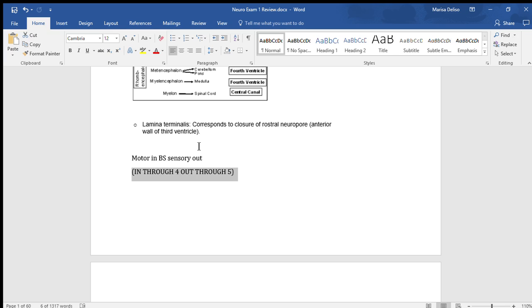Well, in my postcentral gyrus, layer 4 is going to be very important. In my occipital lobe, layer 4 is going to be very important. So keep that in mind. Sensory in through 4, and motor out through 5.